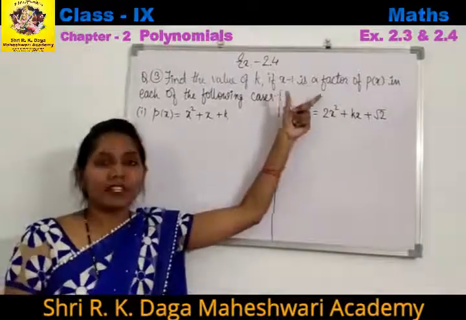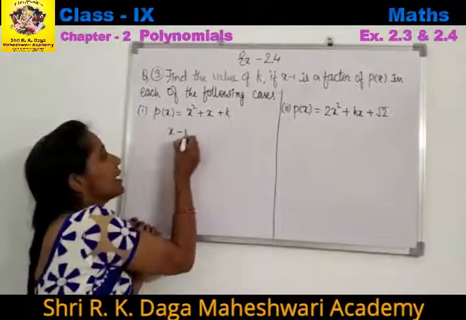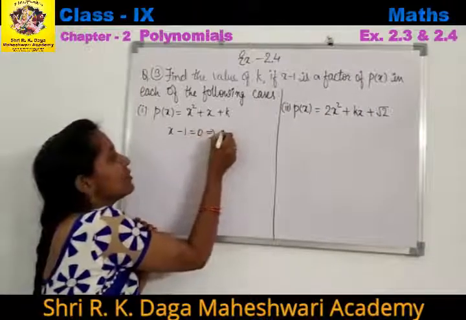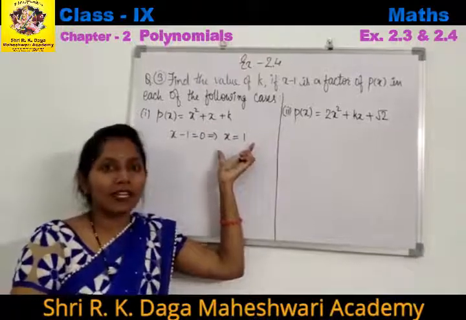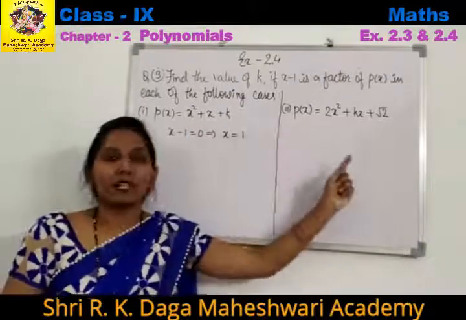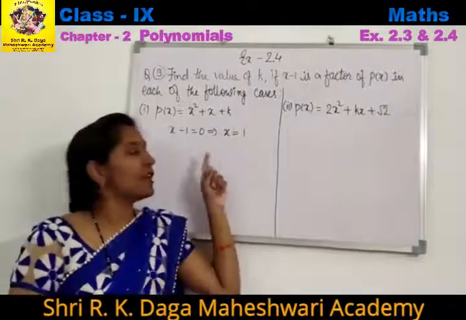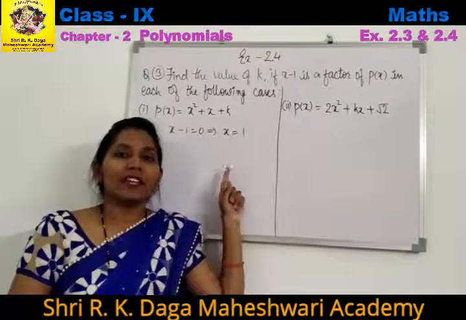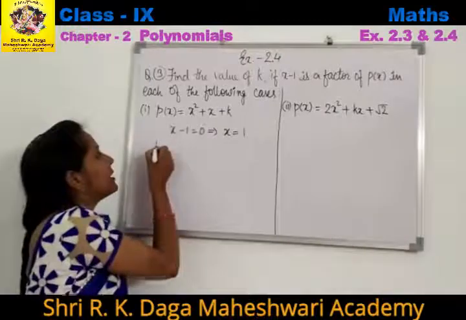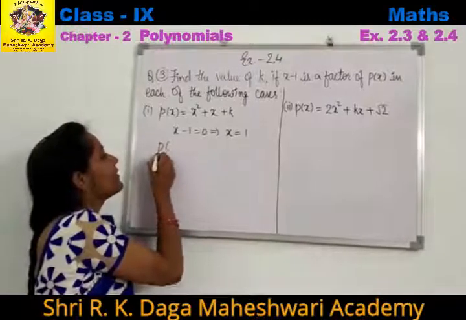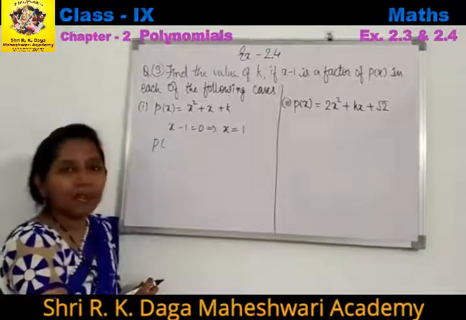x minus 1 p of x का फैक्टर है, that is x minus 1 equal to 0, that is x equal to 1. x की जो वैल्यू 1 है वो हर एक पॉलिनोमियल को सेटिस्फाई कर रही है. दैट इज whenever we put p of 1, then we get p of 1 equal to 0. For example, in this polynomial, we have given p of x equal to x square plus x plus k.